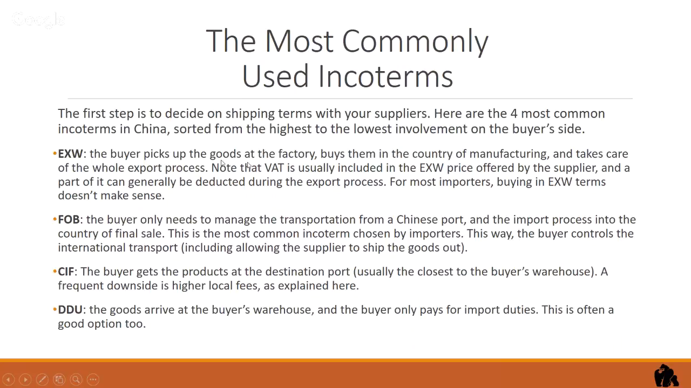CIF, this is insurance included. I don't normally go with that. DDU is duties, deliveries, all paid, everything done. It's just delivered straight into your place. No worries about it. Again, those are really for container loads and larger stock. So it's basically FOB is the one I would go for. Ex Works, you may come across that.